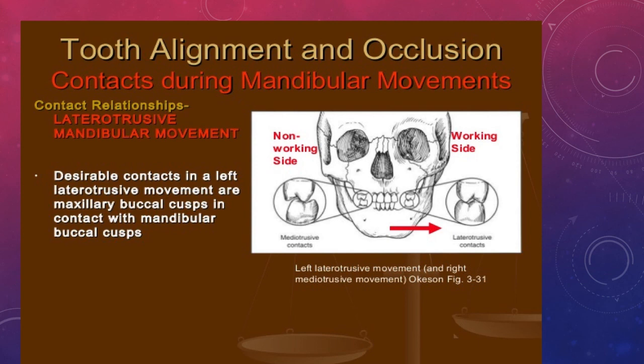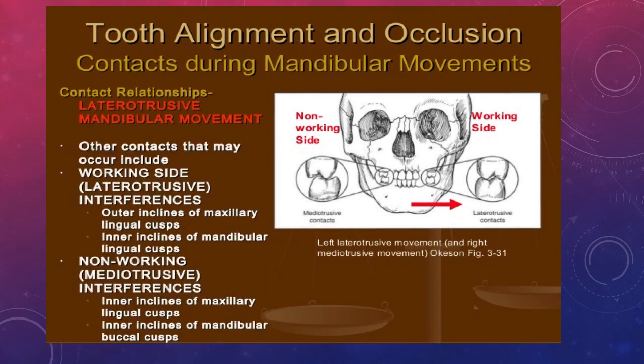Contacts during mandibular movements, contact relationships, lateral excursive mandibular movements. Desirable contacts in a left lateral excursive movement: maxillary buccal cusps in contact with mandibular buccal cusps. The contacts that may occur in glide are, on the working side, interference: outer inclines of maxillary lingual cusps and inner inclines of mandibular lingual cusps. On the non-working side: inner inclines of maxillary lingual cusps and inner inclines of mandibular buccal cusps.